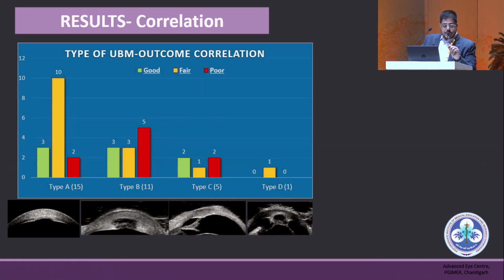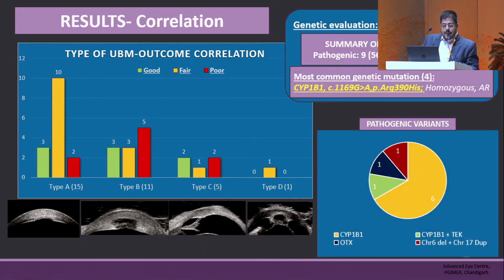Coming to the correlation, when we correlated the type of UBM with the glaucoma outcome, we can see that the type A UBM had the best glaucoma outcomes, with 13 of the 15 eyes having good to fair outcome, followed by type C, which had similar results, and type B, which had the worst outcomes, with almost 50% of the patients having poor outcome. Genetic evaluation was done in 16 of these eyes, and we found 9 pathogenic variants with CYP1B1 mutation dominating the cohort.